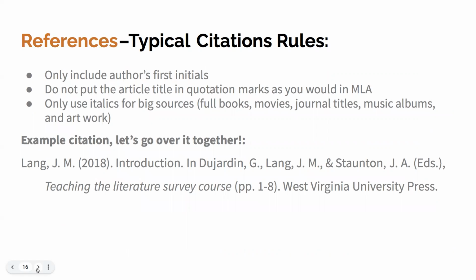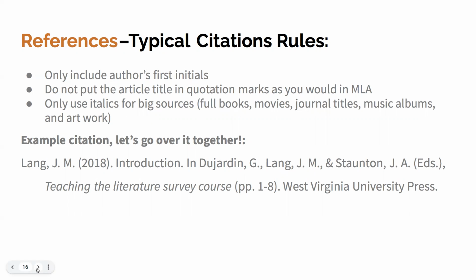Just as in MLA, there are a couple rules for APA. Only include the author's first initials. Do not put the article title in quotation marks as you would in MLA. And you only use italics for big sources like full books, movies, journal titles, music albums, and artwork.